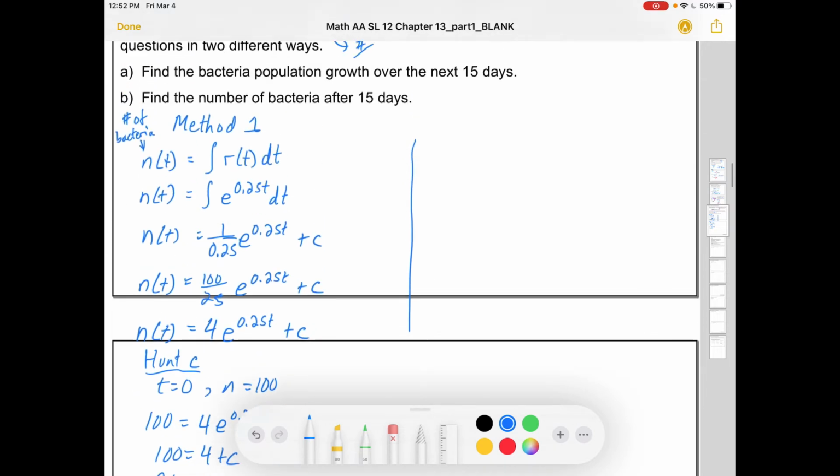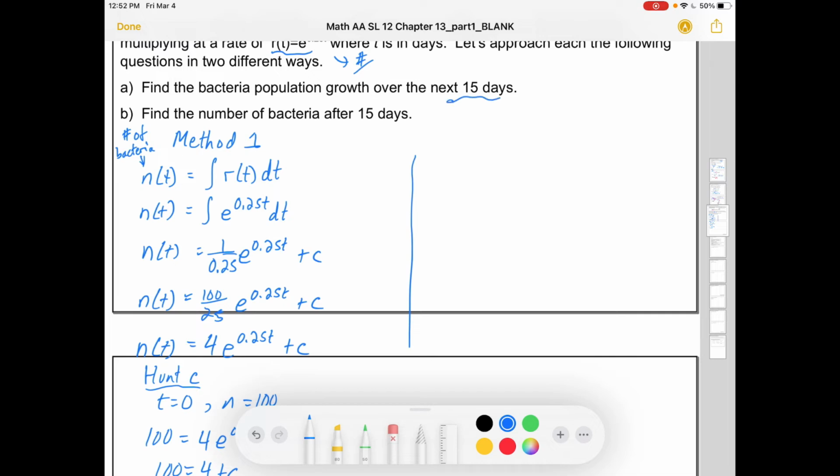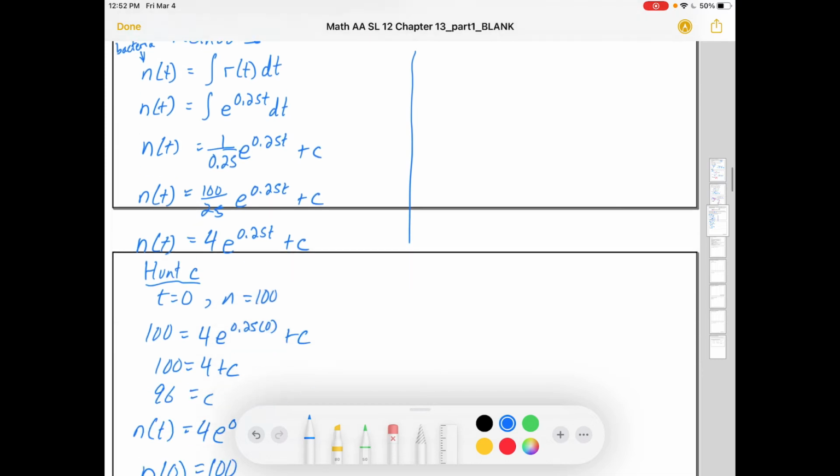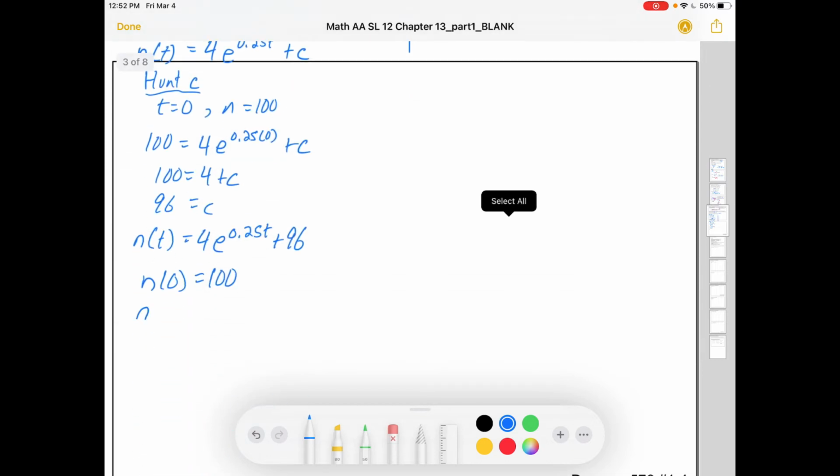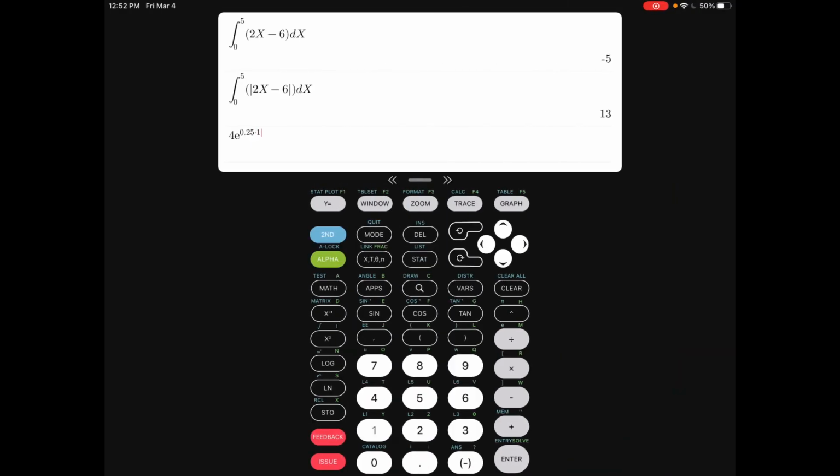The other thing we've got to figure out is, what did we get to after 15 days? So to do that, I'll have to find n of 15. So I'll go 4e to the 0.25 times 15 plus 96 and head off to the GDC. I type it in, get 266 to 3 sig figs.